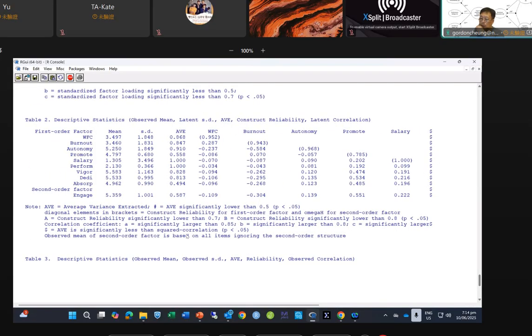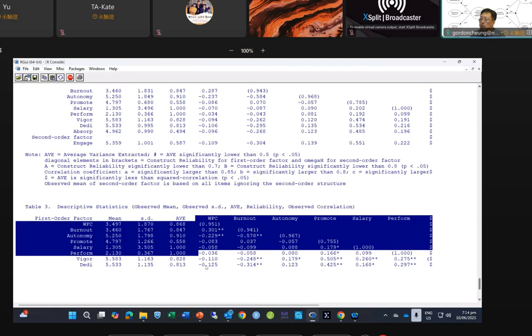Then we look for convergence validity. For AVE, you can notice that all these AVEs are good. Even for absorption, it is close to 0.5. It is not significantly lower than 0.5.